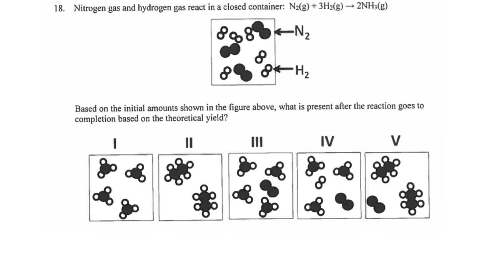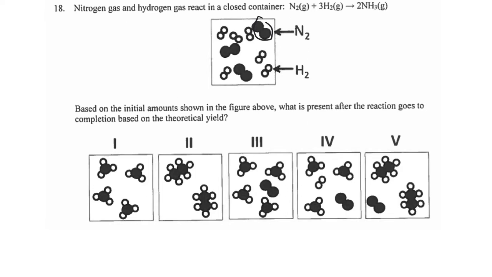I often call problems that look like this a particle diagram question, where we're given a diagram that shows us some mixture of molecules. In this case, we're looking at N2s and H2s. Nitrogen and hydrogen react. The N2s are the bigger molecules, the H2s are the smaller ones. And so the reaction is 1 N2 plus 3 H2s goes to 2 NH3.